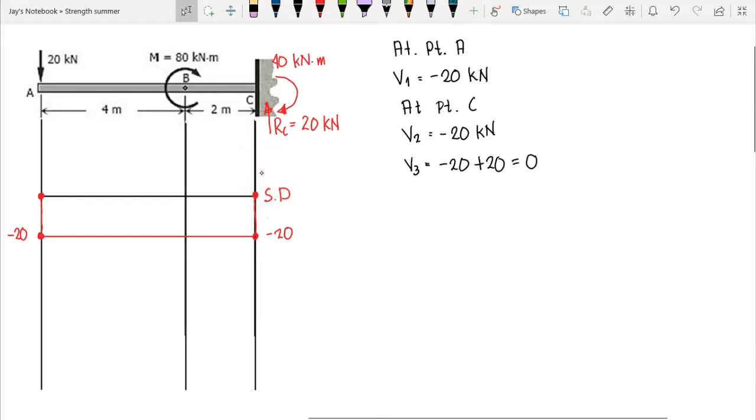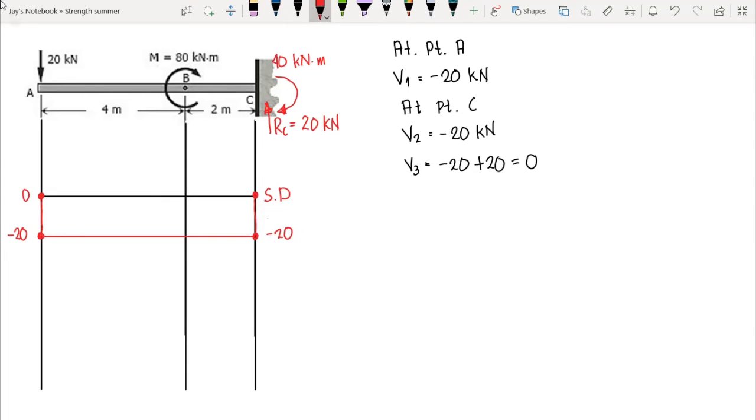So that's how you are going to check your shear and moment diagram. Okay, if your shear and moment diagram closes, that means you have drawn the shear and moment correctly. Otherwise, you have to review your solutions. You might be wrong in the computation of reactions and so on. Okay, so that always ends at 0.